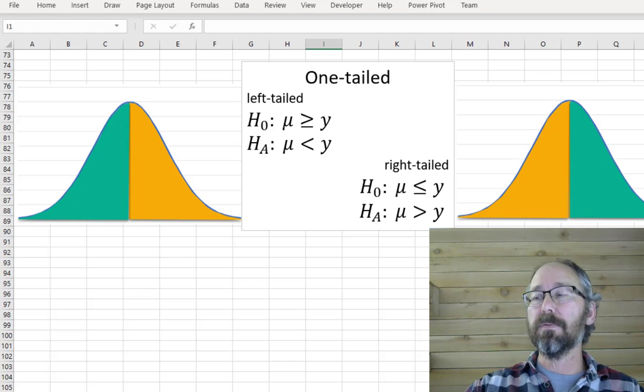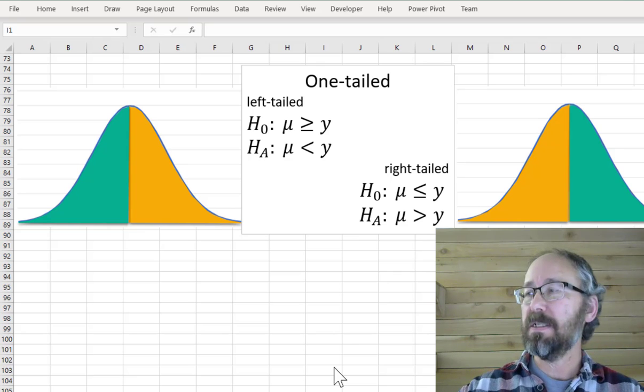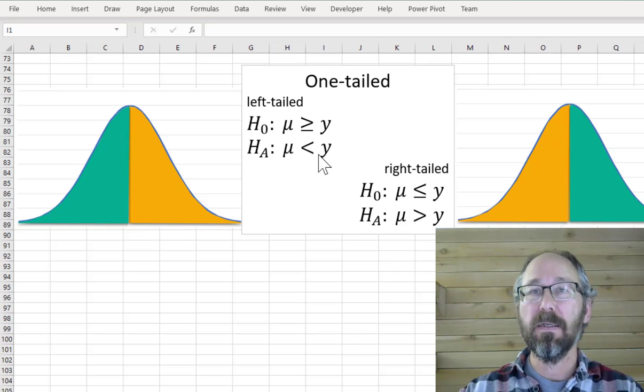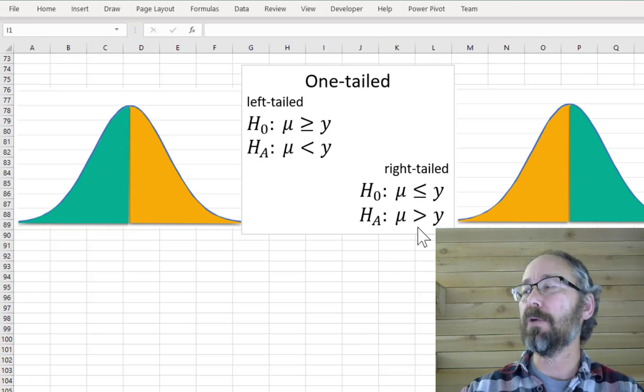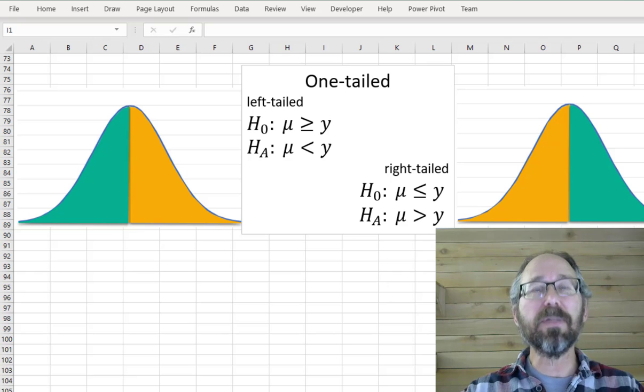As you can see from this, we call it a left-tailed test based on the alternative hypothesis and the direction that that hypothesis is pointing. And we call it a right-tailed test based on the direction of the alternative hypothesis and the way that hypothesis is pointing. And let's be clear.